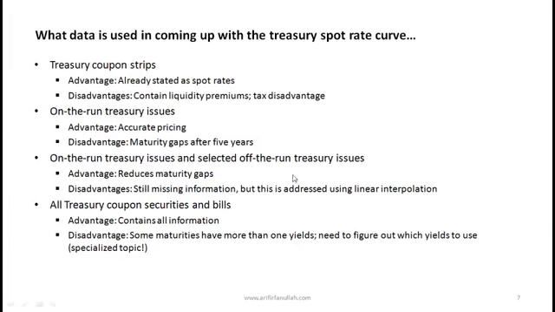And essentially, there is a long segment in the curriculum, but the bullet points on this slide, if you understand, that's good enough. 4 kinds of data can be used. One is the treasury coupon strips that I have already talked about. What's the advantage of using treasury coupon strips? You don't have to do bootstrapping, all the work's done for you, the spot rates are given. But what's the disadvantage? There might be liquidity premiums or other issues with the rates implied by the spot rates.